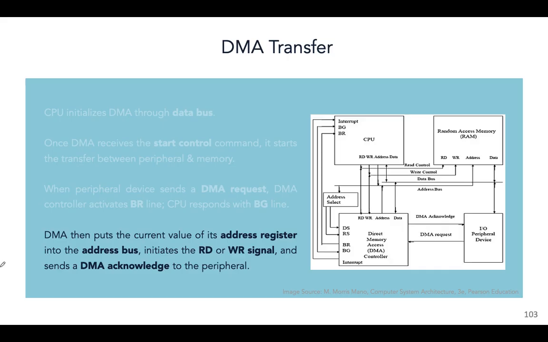DMA then puts the current value of its address register into the address bus, and initiates the read or write signal depending on whether this device needed the memory for reading or writing purposes. Then it sends a DMA acknowledgement to the peripheral device. So once it gets access of the buses and places the address of the desired memory location into the address bus, it acknowledges to the IO device that direct memory access can now occur. You see, this direct memory access can then occur between the device and the memory without any interference from the CPU.